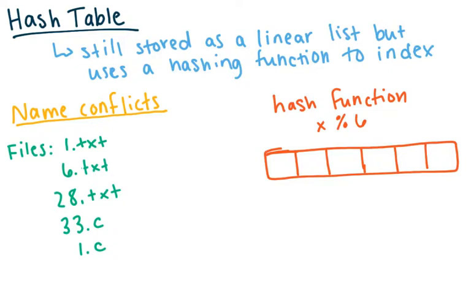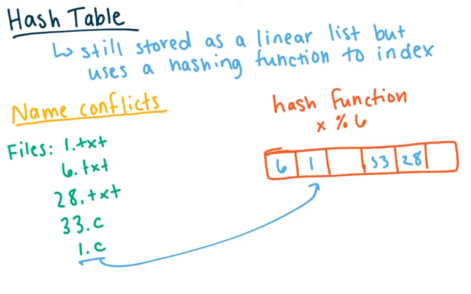Okay, what about name conflicts? Again, we have these files, and let's say 1 went here, 6, 28 went there maybe, and then 33. Now we have 1.c. It's a different file name because it has a different extension, but it's got the same ID, and it's going to also want to come here. So what do we do here?